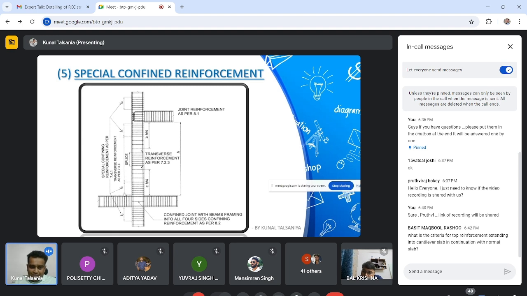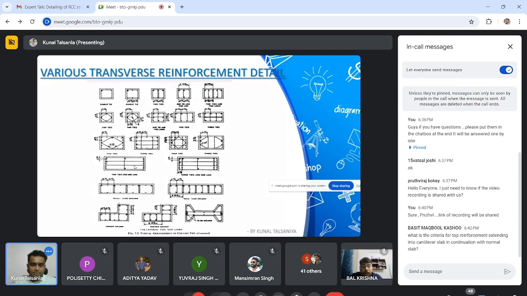What is L0? This L0 is the confined zone. This is the confined zone and this is the non-confined zone. Your lap has to be provided in the central area of this column. Okay.